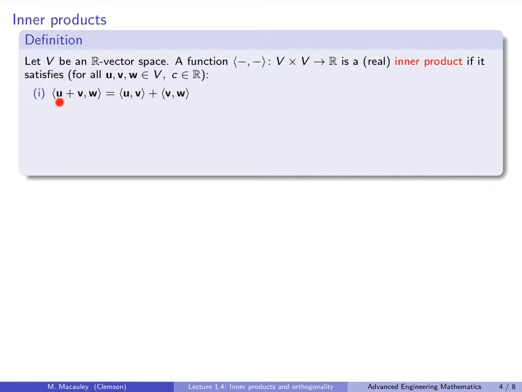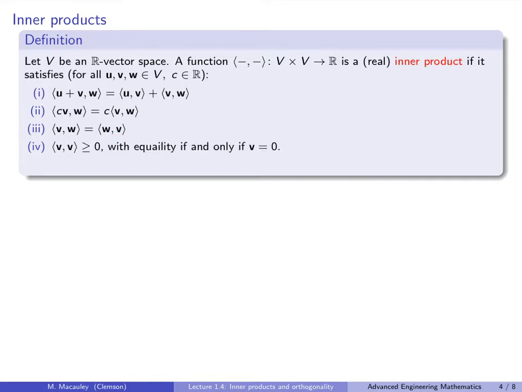First of all, u plus v dot w must equal u dot w plus v dot w. Second, cv dot w equals c times v dot w. Third, v dot w equals w dot v. And finally, v dot v is always non-negative, and equality holds if and only if v is the zero vector. The first two conditions above are called together bilinearity. The third is called symmetry, and the fourth is called positivity.